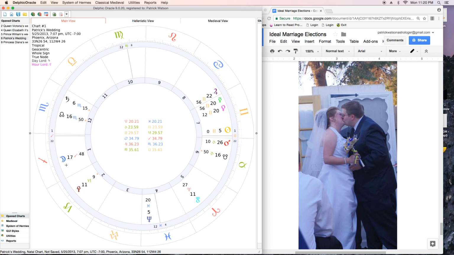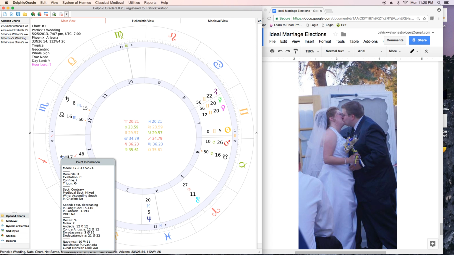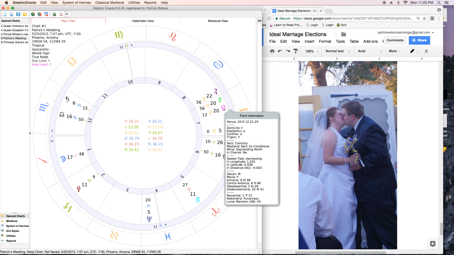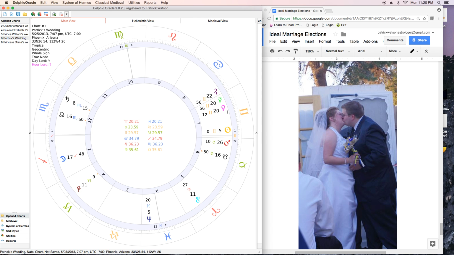Then we have the moon. The moon is in Sagittarius, and this is applying a direct opposition to Venus, which is also in the 7th of partnerships. So the moon is making a favorable application to Venus in the house of partnerships.